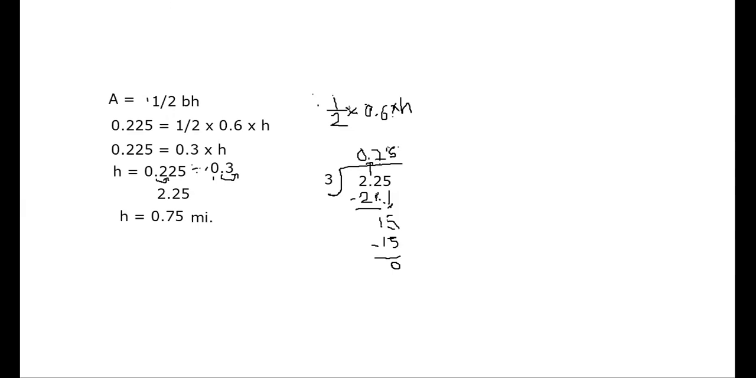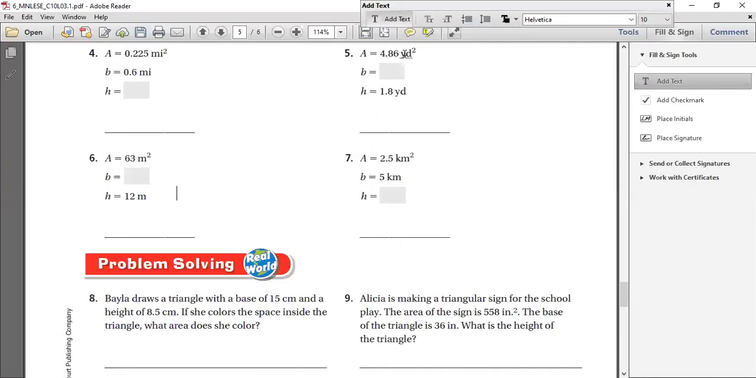Okay, so let's move on to question number 5. In question number 5, again, they have given you area is 4.86. The base we have to find out, and the height. Now, I'm not going to do all the steps for you here. Of course not. You know that you have to be dividing 4.86 by 1.8. Okay, so how are you going to divide 4.86 by 1.8? This is our question.